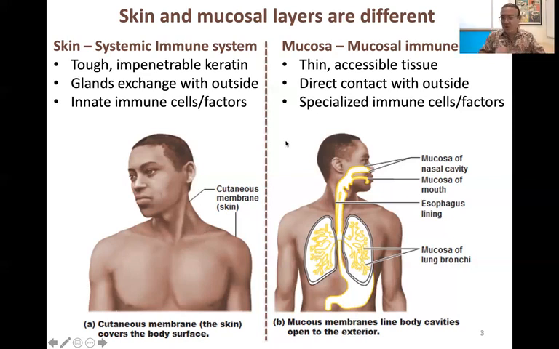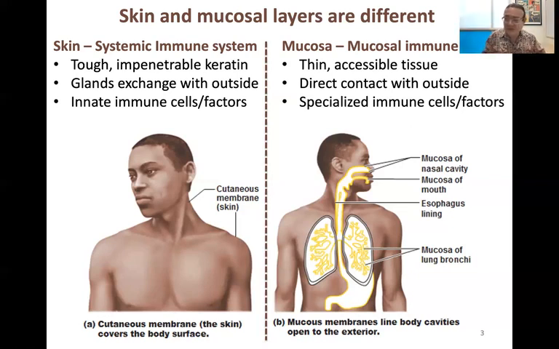What are our mucosal layers? Mucosa is basically all the stuff that lines these different types of tracts throughout your body, like your respiratory tract, from the inside of your nose, down your trachea, down into your lungs, or your GI tract, from your mouth through your esophagus, stomach, and intestines. Those are lined with a very different type of tissue.